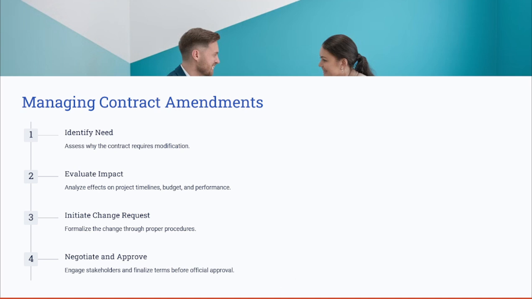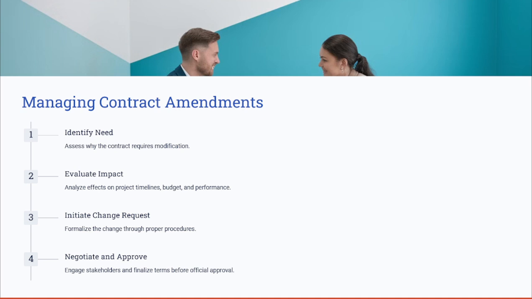Let's see now how we can manage these contract amendments. It's a step-by-step approach that we're going to follow. First, you need to identify the need for change. Again, as we've mentioned and looked into these previous reasons, the contract amendments are happening due to one, two, three, four reasons. Now it's time to implement these. And again, first is to identify the need for change.